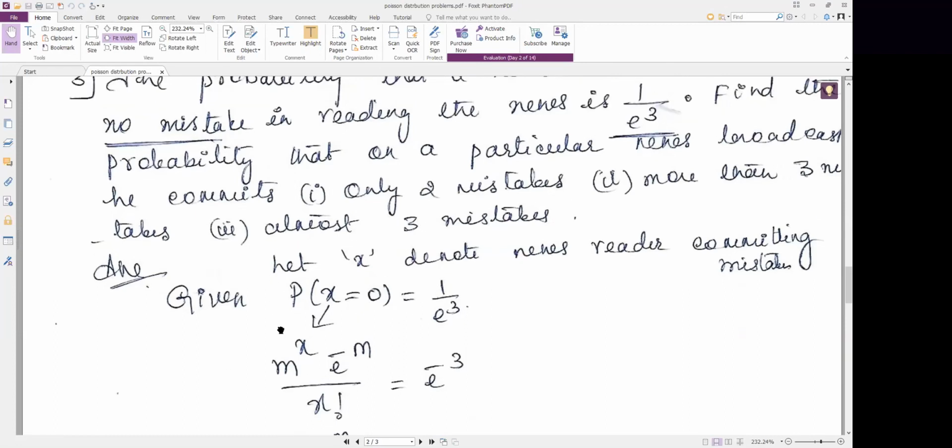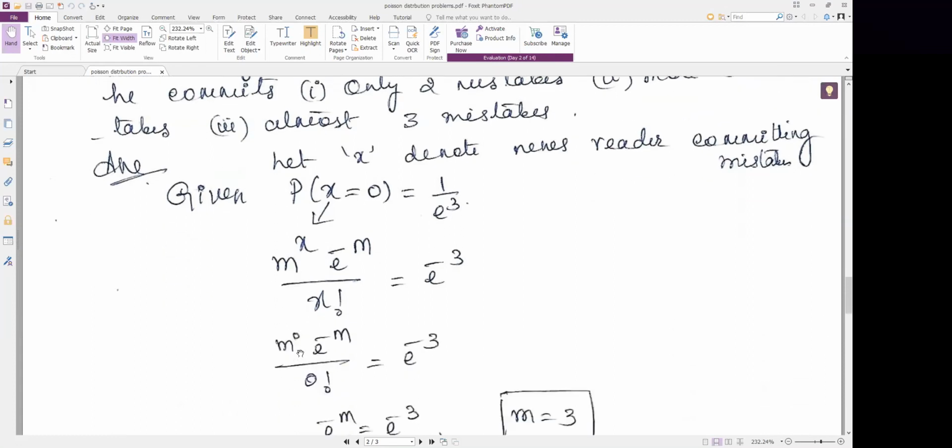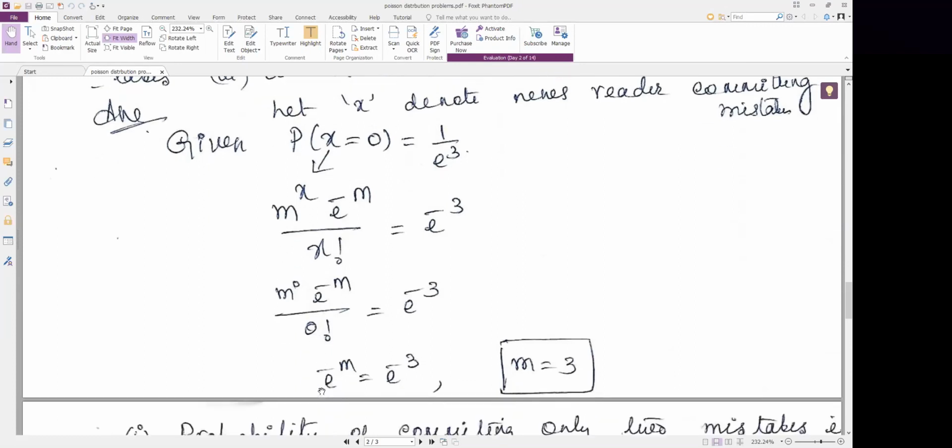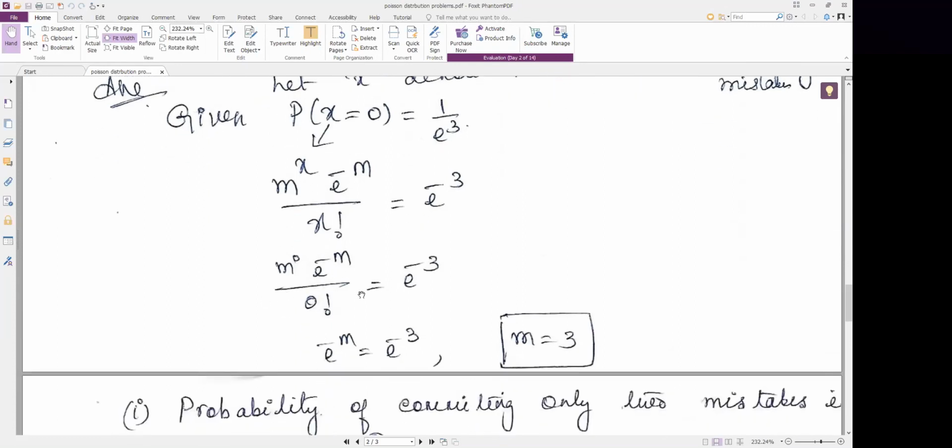So this problem is a little different. They have given P of x equal to 0, which is e power minus 3. But P of x according to Poisson distribution is m power x, e power minus m, by x factorial. Put x equal to 0 here. You will get m power 0, e power minus m, divided by 0 factorial. M power 0 is 1 and 0 factorial is 1. So you get e power minus m equal to e power minus 3. When you compare, you get m as 3. So now we know the m value: m equal to 3.